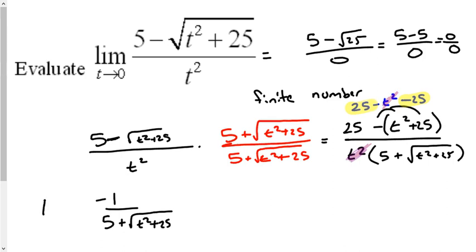And now I'm going to evaluate this limit, not as x, but as t approaches 0. So I can use direct substitution now. I get negative 1 over 5 plus the square root of 0 squared plus 25. That ends up just being regular 5, and I get negative 1/10. So this limit is negative 1/10.